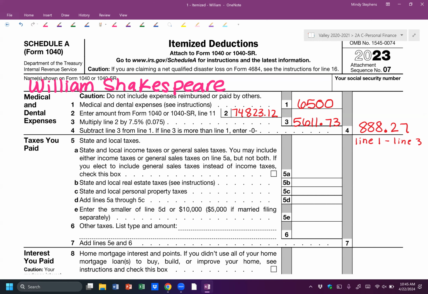Okay, 5A. State and local income taxes or general sales tax. That's where we're looking at the W-2. Are there state taxes or local income taxes on the W-2? Yes. Which box was that again? Box 17. So box 17 on our W-2. So we've got 1,014.23. And again, it might be good to write box 17 so you remember where we got that from.